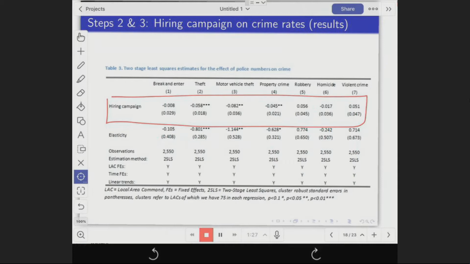Now, what does that mean? If you increase the size of the police force by 1%, you're going to see a 0.8% drop in theft. If you increase the size of the police force by 1%, you're going to see a 1.1% drop in motor vehicle theft. And if you look at property crime aggregated, a 1% increase in the size of the police force is going to lower property crime by 0.6%. So that's what the estimates tell you. This will all be summarized at the end, so don't worry.